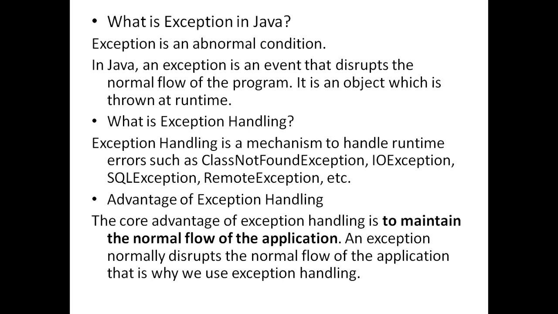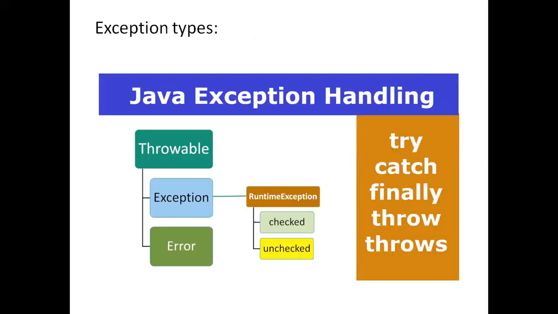What is exception handling? Exception handling is a mechanism to handle runtime errors such as ClassNotFoundException, IOException, meaning input output exceptions, SQL exceptions, or any remote exception also. What are the advantages of exception handling? The core advantage is to maintain the normal flow of the application. An exception normally disturbs the normal flow of the application. That is why we use exception handling.